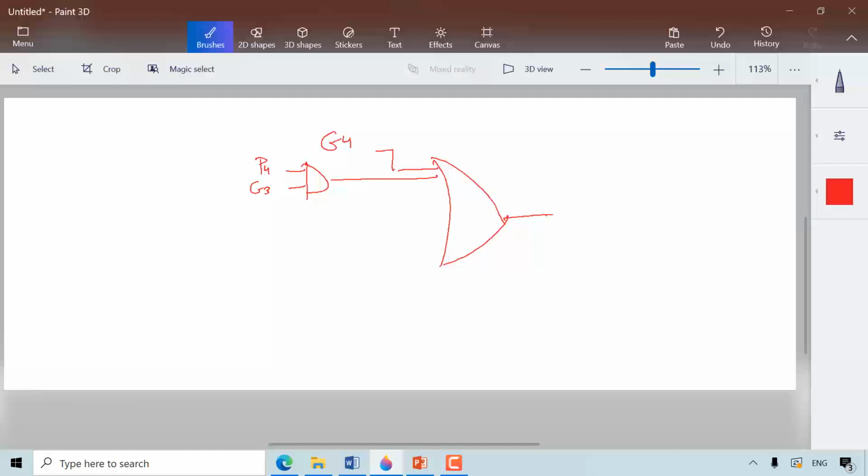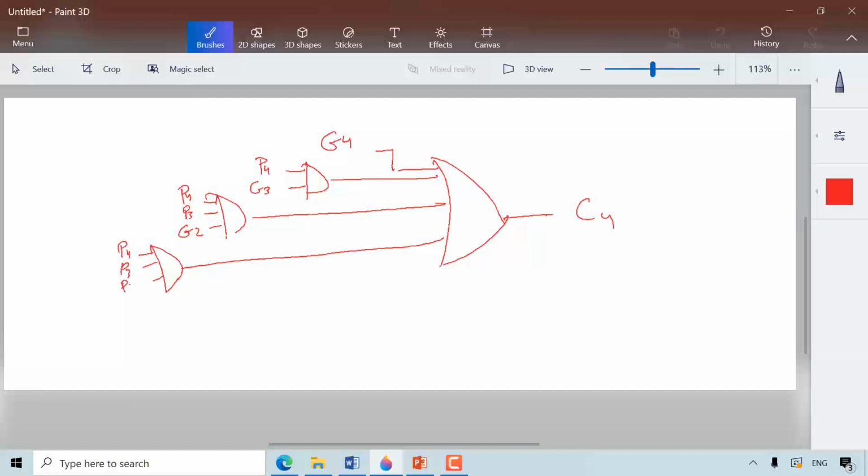G3. This is C4, and an AND gate here of P4, P3, G2, and an AND gate here of P4, P3, P2, G1, and an AND gate here of P4, P3, P2, P1, and Cn.